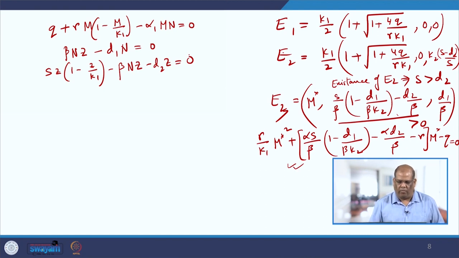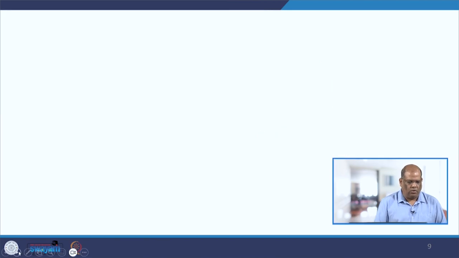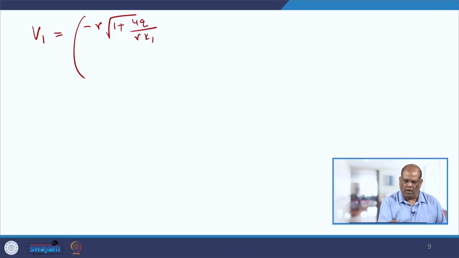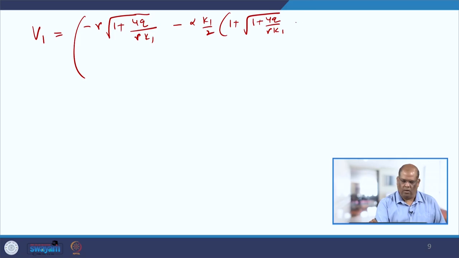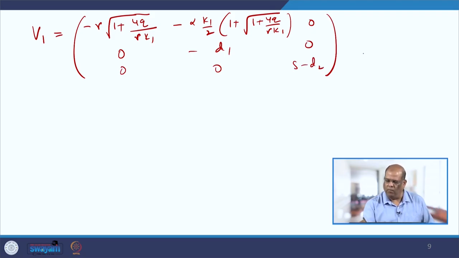Next, once you get the equilibrium points, we go for the stability analysis. So, the Jacobian matrix, say we call it V1, will be given by minus R times root of 1 plus 4Q by RK1, minus alpha K1 by 2 (1 plus square root of 1 plus 4Q by RK1), 0, 0, minus D1, 0, 0, 0, S minus D2. This is for the equilibrium point E1, which is given by K1 by 2 (1 plus square root of 1 plus 4Q by RK1), comma 0, 0.